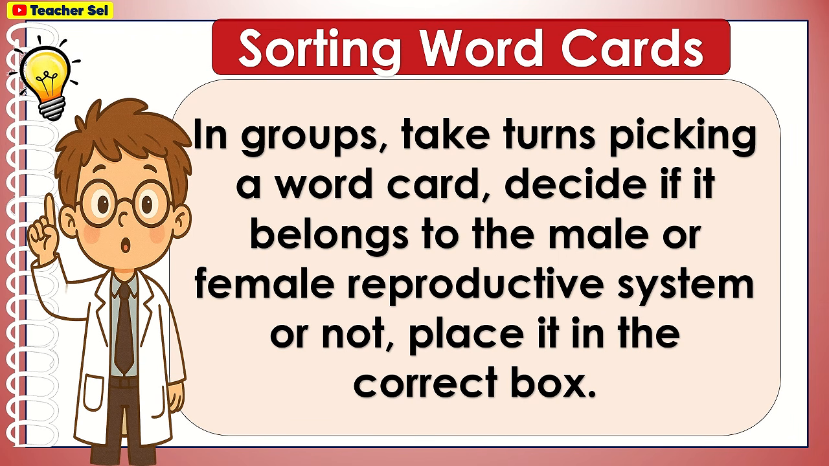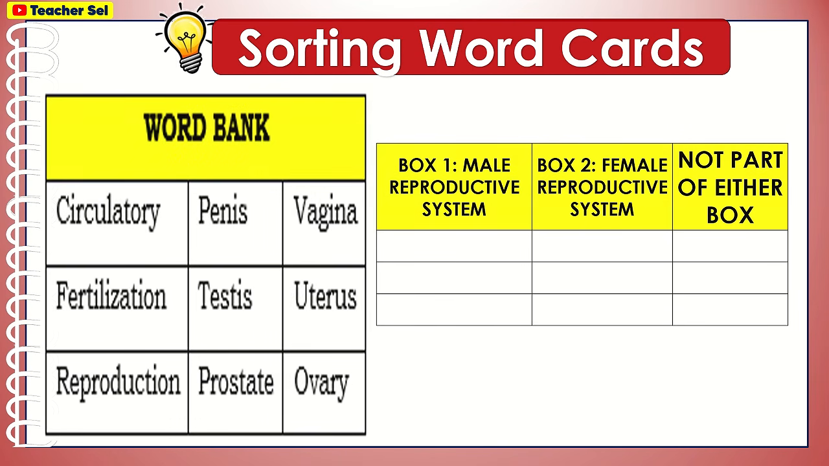Sorting word cards. In groups, take turns picking a word card. Decide if it belongs to the male or female reproductive system or not. Place it in the correct box. For the word bank, we have circulatory, fertilization, reproduction, penis, testis, prostate, vagina, uterus, and ovary. In the first column, we have the box 1, the male reproductive system. In the second column, box 2, female reproductive system. And in the third column, not part of either box.